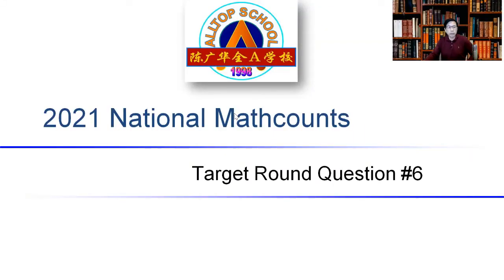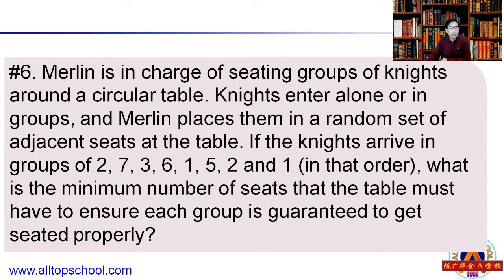Today we're going to explain 2021 National MATHCOUNTS Target Round question number 6. This is the question. Merlin is in charge of seating groups of knights around a circular table. Knights enter alone or in groups, and Merlin places them in a random set of adjacent seats at the table.